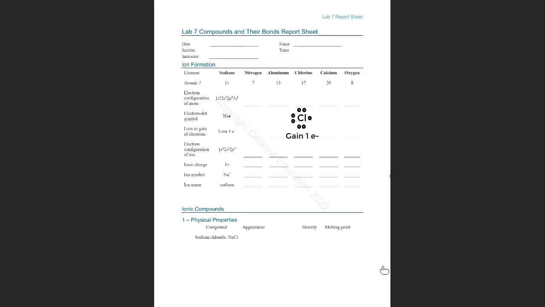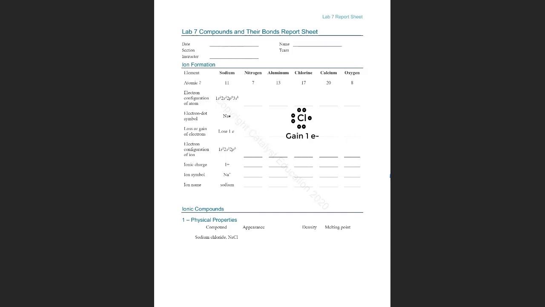Alright, so now if it gained 1 electron, its charge is going to be 1 minus. The ion symbol then is going to be Cl with a minus charge. I don't have to put 1 minus because the 1 is assumed. If it's a 1, you can assume the 1 and I just write the minus. If it's 2 or more, then I have to say 2 minus or 3 minus, etc.